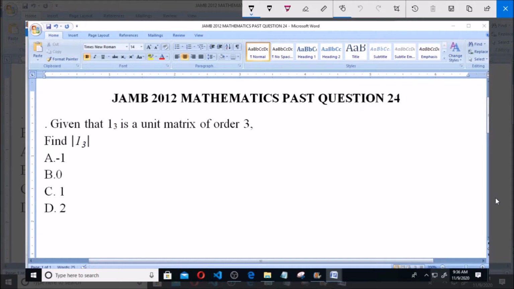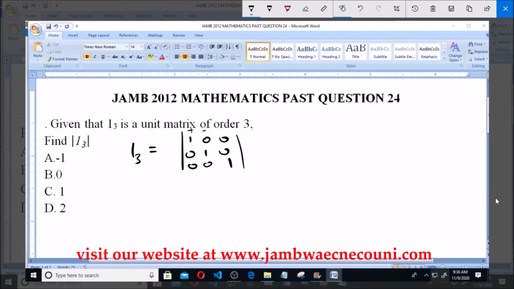Now, this 3 by 3 matrix, that is I3, is equal to 1, 0, 0, 0, 1, 0, and 0, 0, 1. Now this is how it is represented. Now we have the plus, minus, plus.